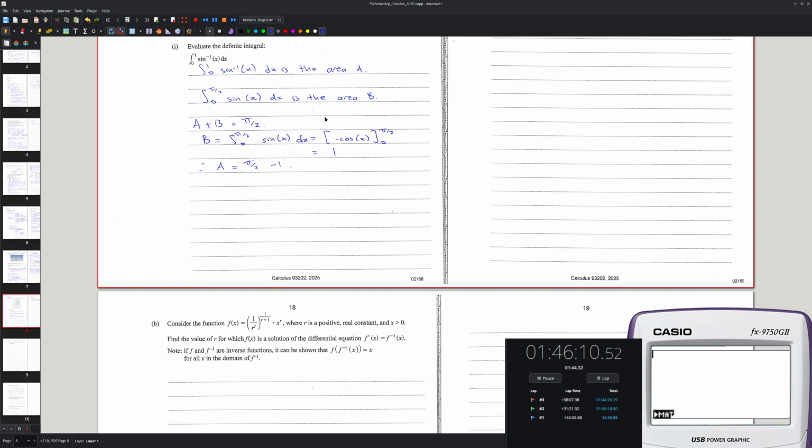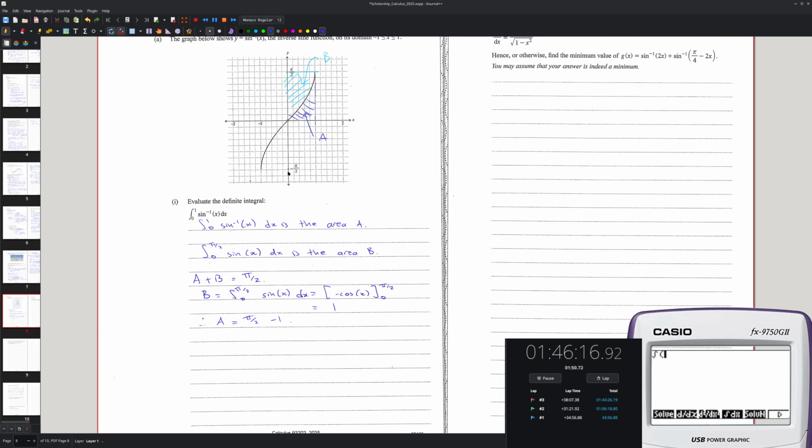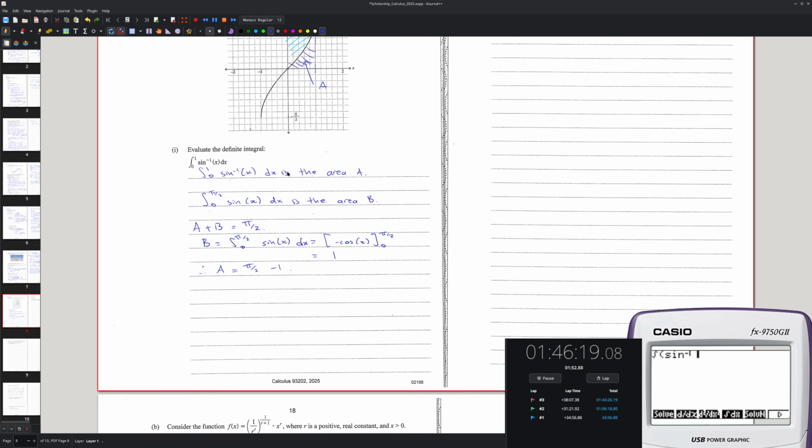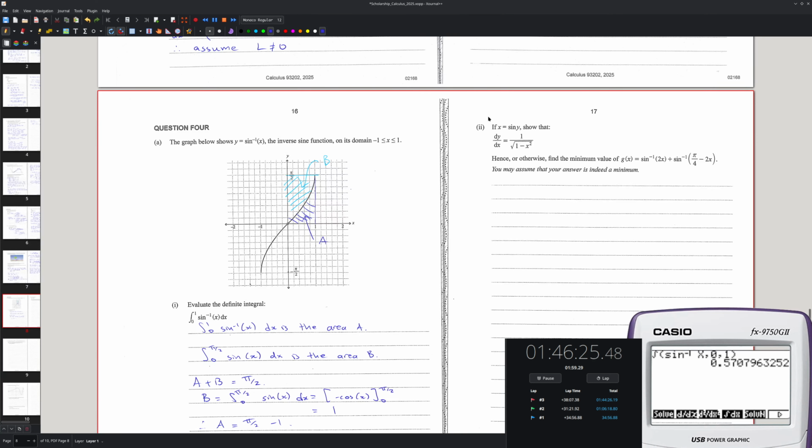Yeah, let's just check that. Calc integral of arcsine of x from 0 to 1. Yep, that's good. Okay. If x equals sine y, oh my god.